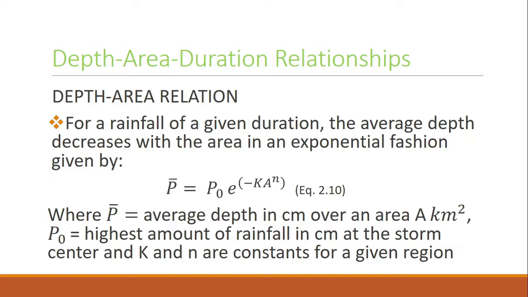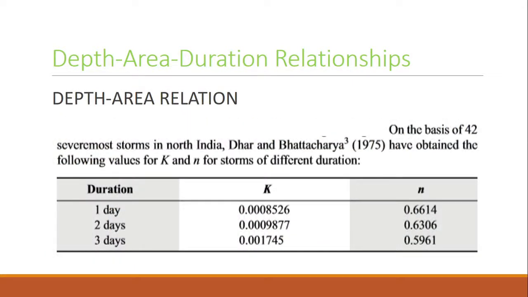So K and N vary and depend on the place being considered. Here is an example of a tabulated value for K and N. On the basis of 42 severe-most storms in North India, Dar and Bhattacharya, in 1975, obtained the following values for K and N for storms of different duration.